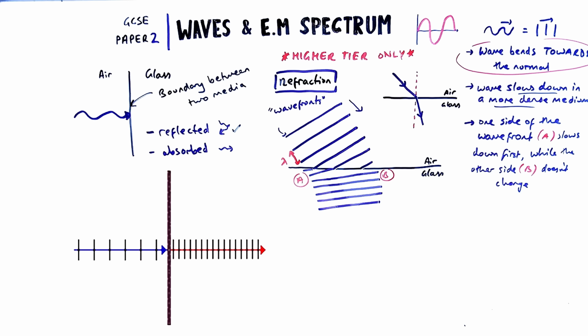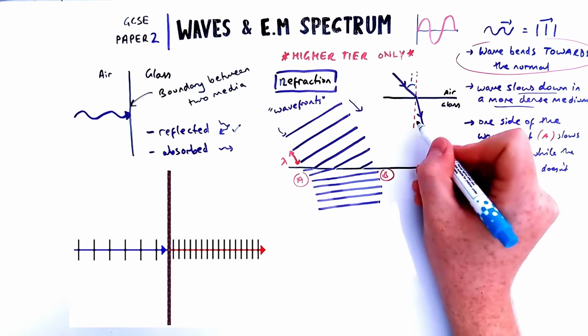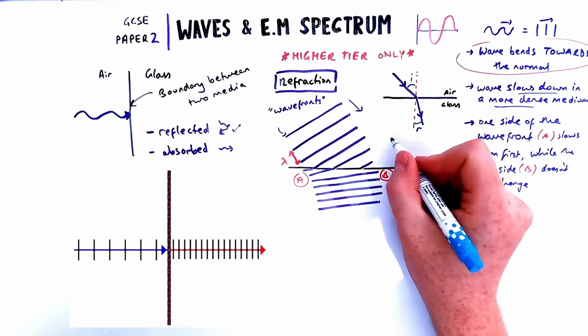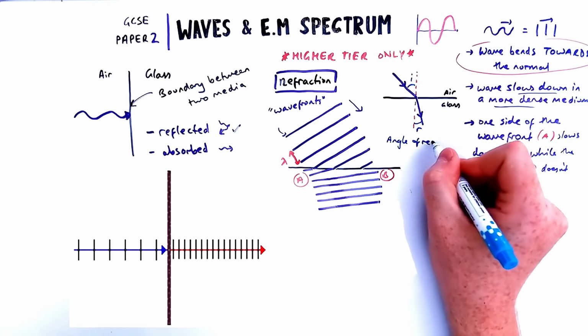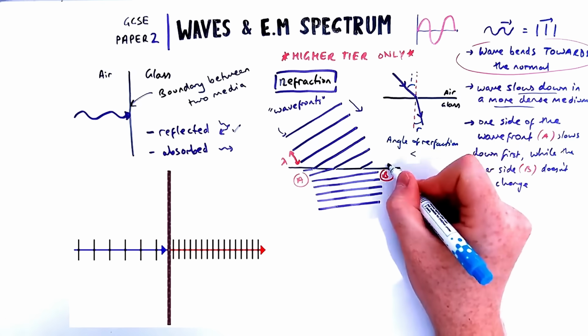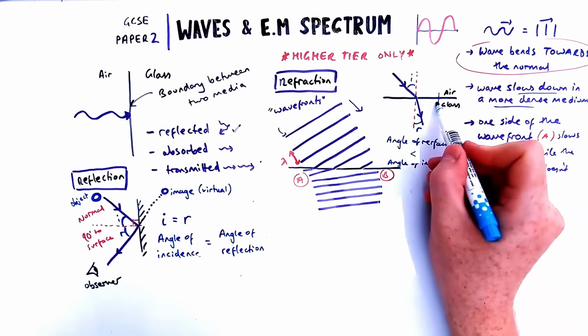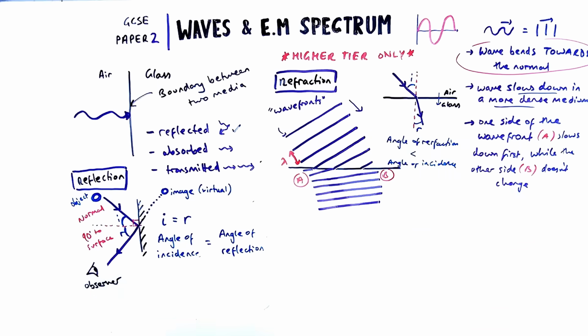Now, if we were to measure the angles going into and out of the boundary, what we'd find is that the angle of incidence, from the normal to the incident ray, is going to be bigger than the angle of refraction. That's because the wave is travelling towards the normal.